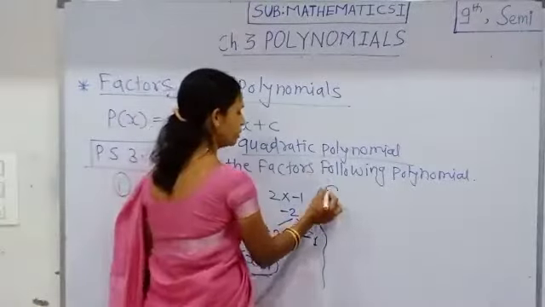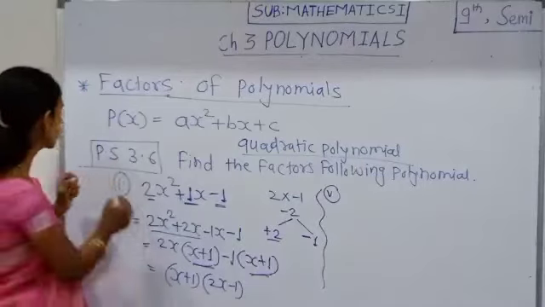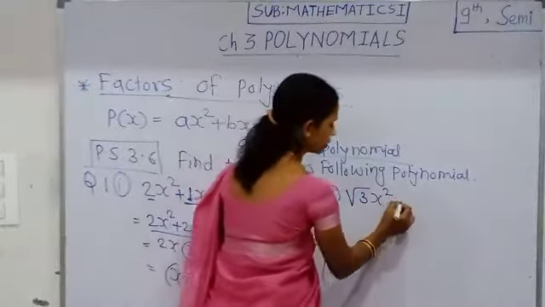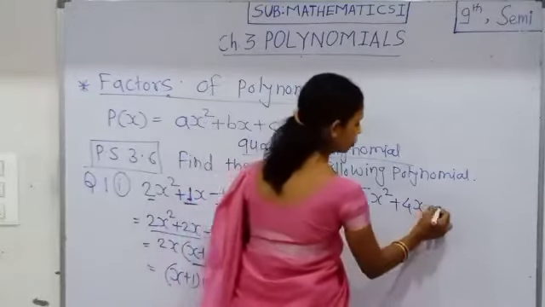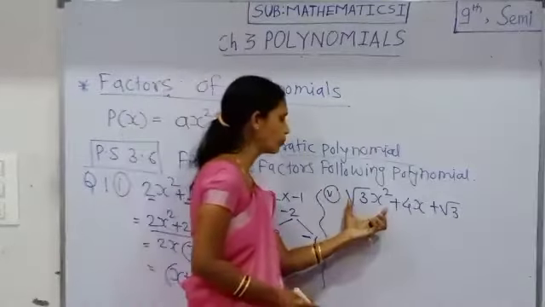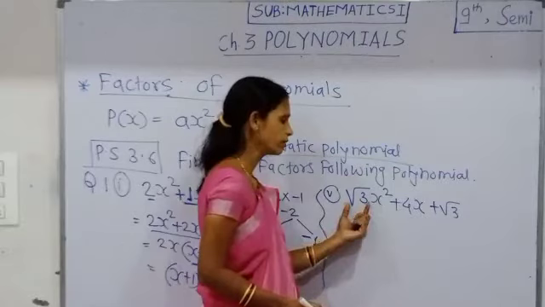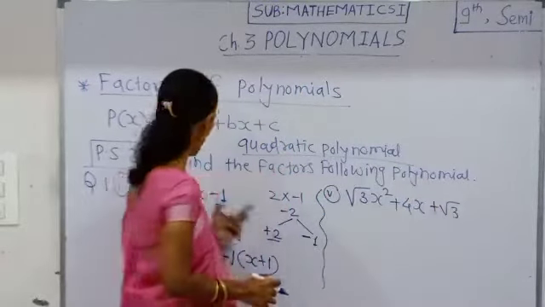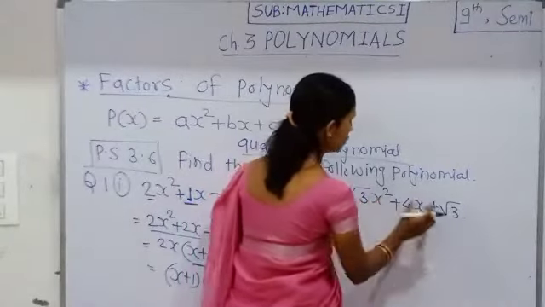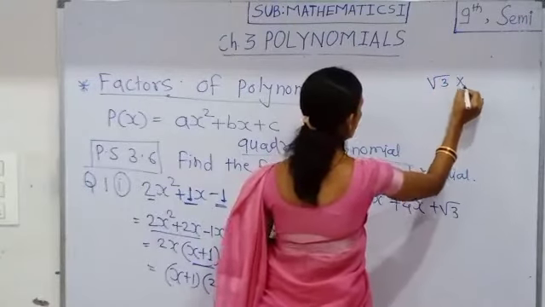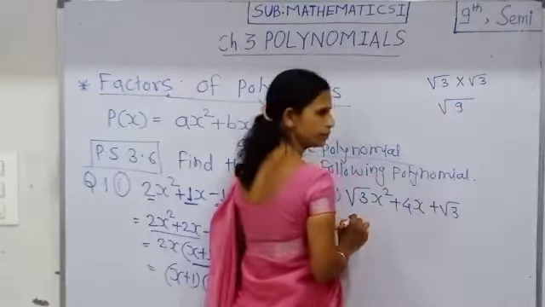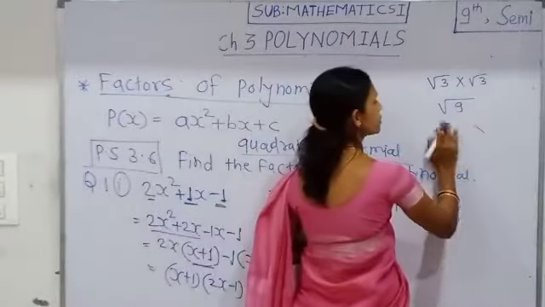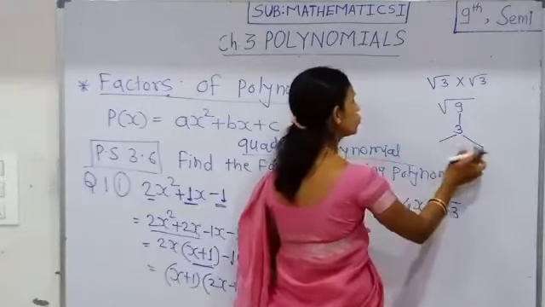Let us solve one more example from practice set 3.6, question number 1: root 3 x square plus 4x plus root 3. The coefficient of the quadratic term is root 3, the coefficient of the linear term is plus 4 and the constant term is plus root 3. According to the concept, first we multiply root 3 into root 3, which gives root 9, that is 3, and 3 can be split into two factors.